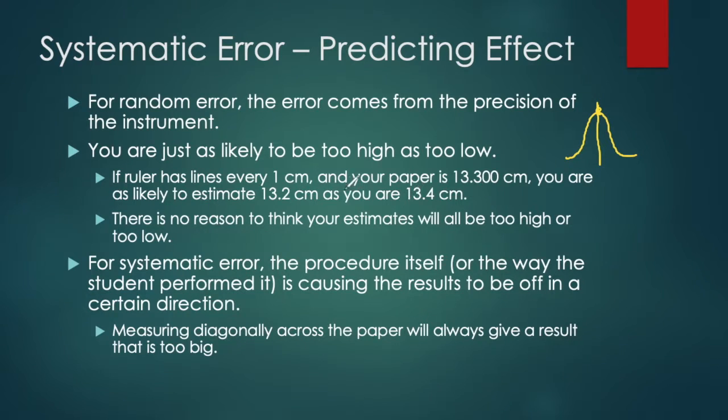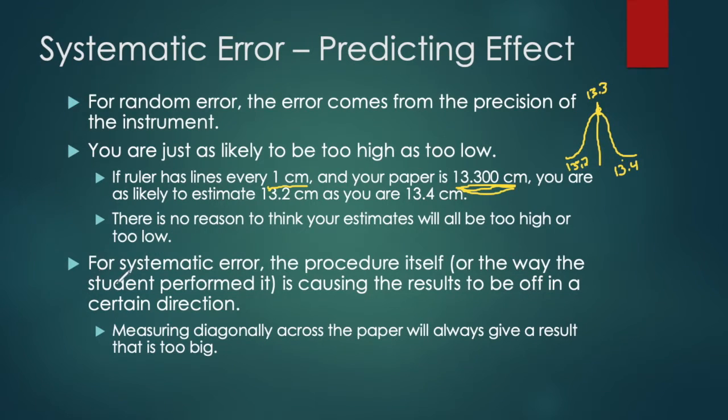So for example, if you are measuring a piece of paper with a ruler that has lines every 1 centimeter, and your paper width falls in between 13 and 14 centimeters, there's a line for 13 and a line for 14. Most people are probably going to read this as 13.3 centimeters. They're going to estimate that as a 3. Some people might estimate 13.2, and some people might estimate 13.4. There's no reason to think that the people who estimate it a little bit off are all going to be on the side of 13.4 rather than the side of 13.2. We'll probably get a little bit of each.